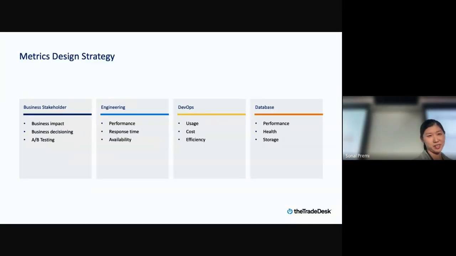And yes, I think the first thing I would talk about is how do you design your metrics for your services. You really need to look into it from a few different personas. So if you're a business stakeholder, what do you look into, like what impact is your service making, and how can it help you to make decisions in the business? If you have two types of features in two ways, how do you do A/B testing? How do you compare which way is better?